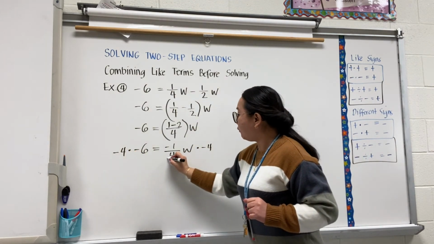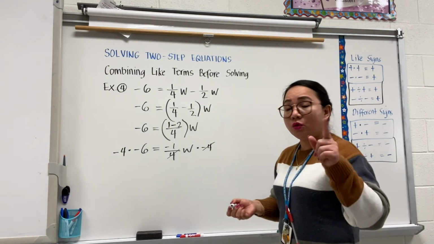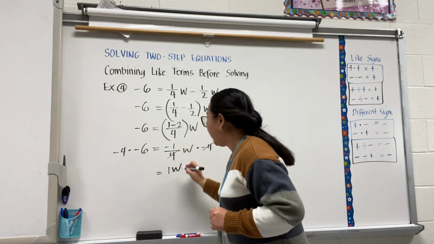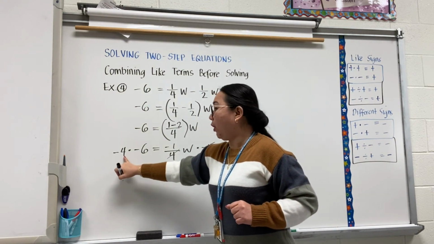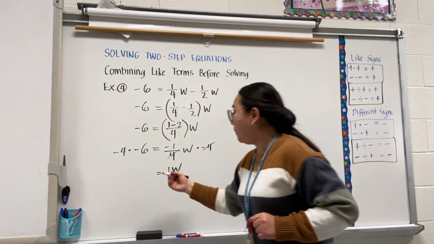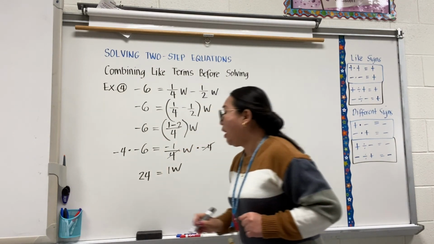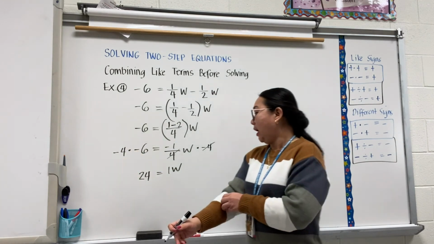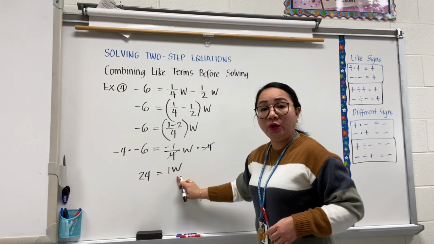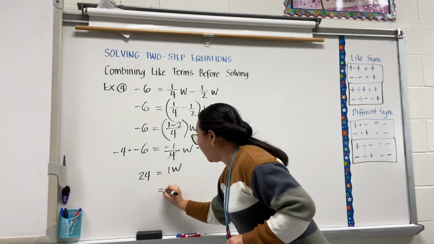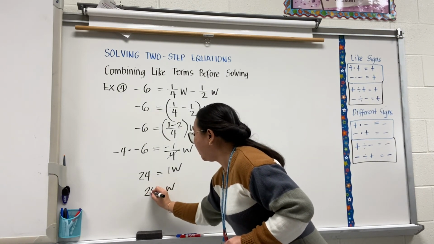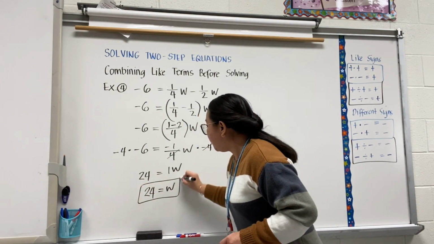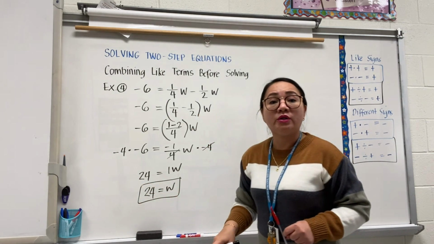Then we will cancel out 4 and 4. Which will give you 1w. On the other side, negative 4 times negative 6 is positive 24. It is positive because you are multiplying like signs. Now here, we have one w, which is equal to w. And then on the other side is 24. So our solution is 24 is equal to w.